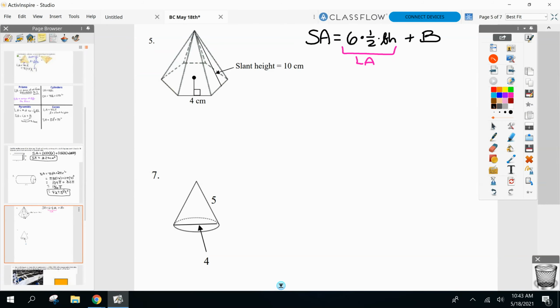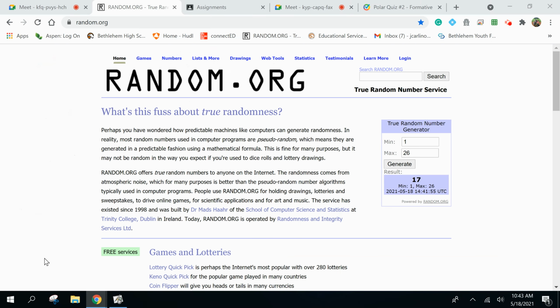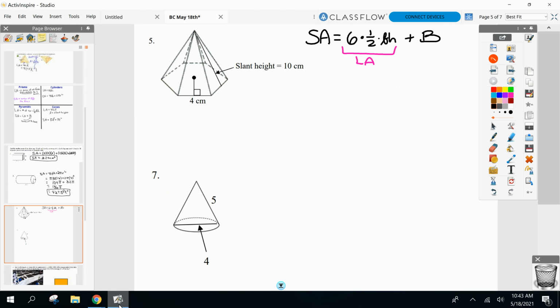All right, good. So let me start. Somebody help me out with the lateral area. There we go. So 6 times 1/2. What's the base length on one of those triangles, Owen? 4 centimeters. And how about the height on one of those triangular faces? 10 centimeters. It's given to you. That's the slant height, right? So there's the lateral area: 6 triangles, each having an area of 1/2 times 4 times 10.